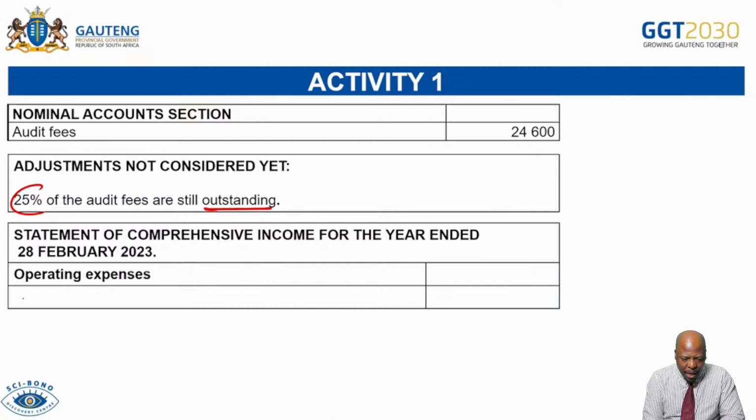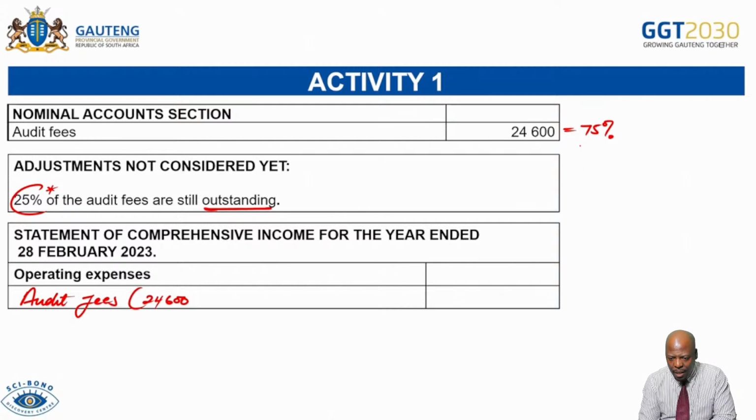So that means I'm going to come here and I'm going to say audit fees. Then I open my bracket and I have 24,600, which is my audit fees. But 25% of these are still outstanding. So how do I get that 25%? What does that mean? It means this one is 75%. It means the 24.6 is 75%. What do I want? Here, we must have the entire amount, the 100%.